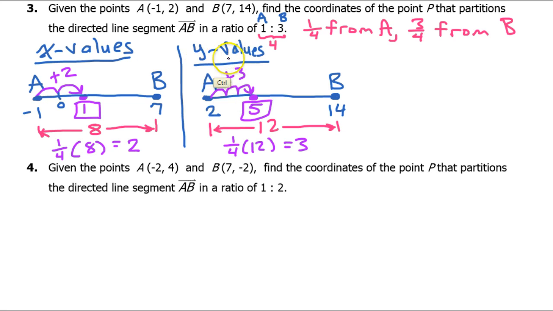So that is the y value. So I just found the x value and the y value. So that's why the point P that partitions this segment in the ratio of 1 to 3 is going to be 1, 5. All right, the x value and the y value. So this is the final answer.